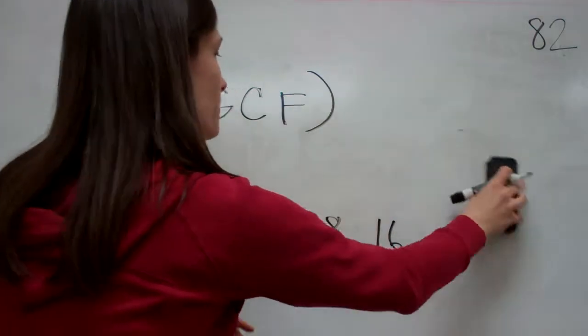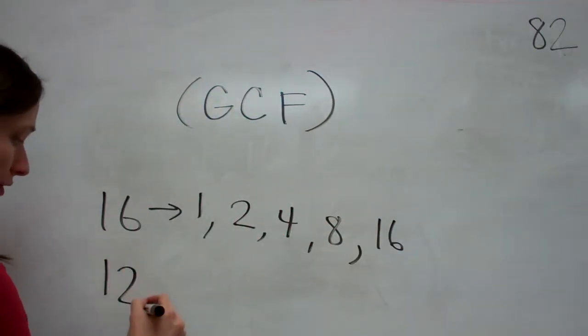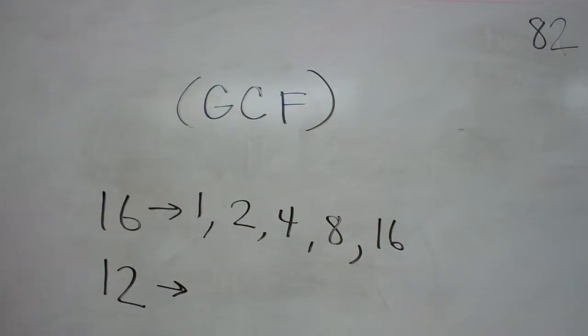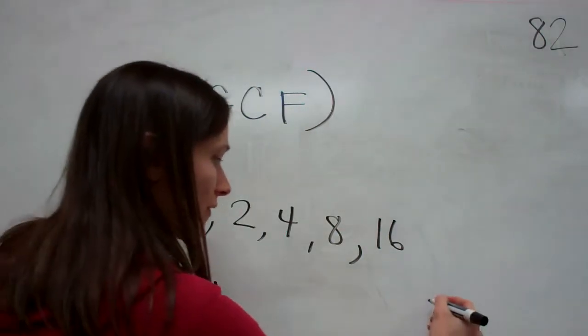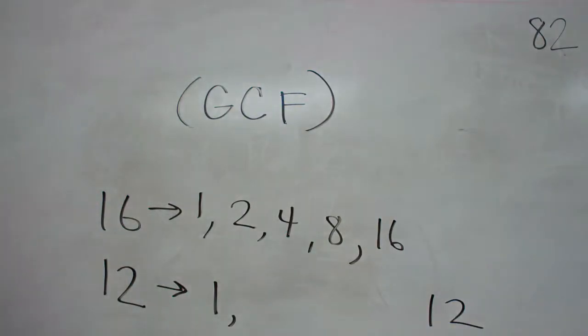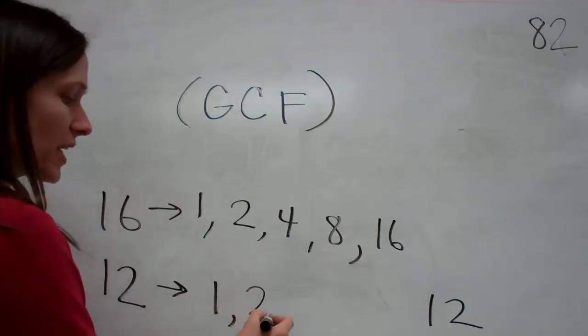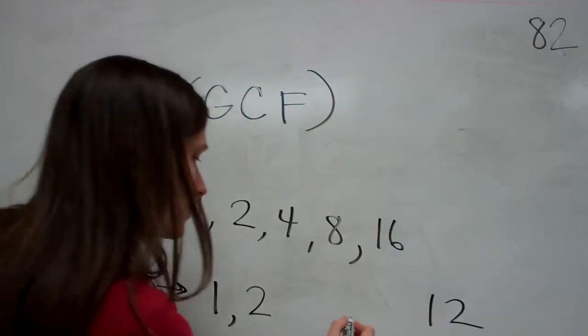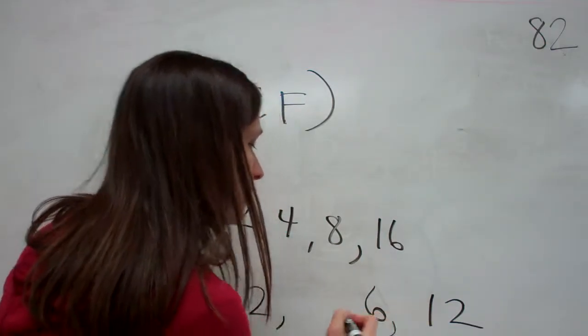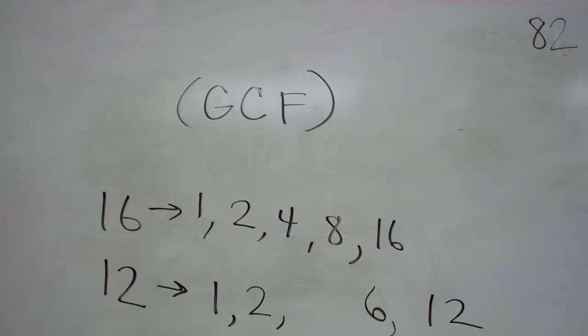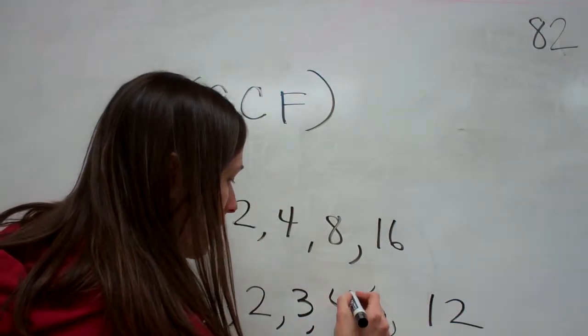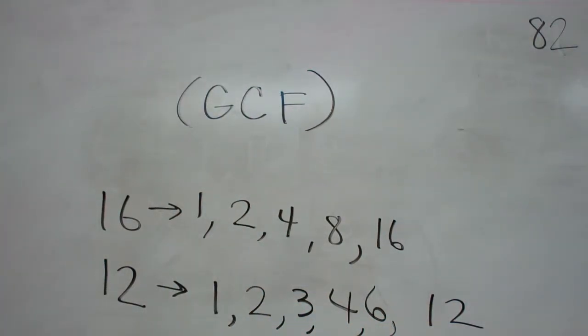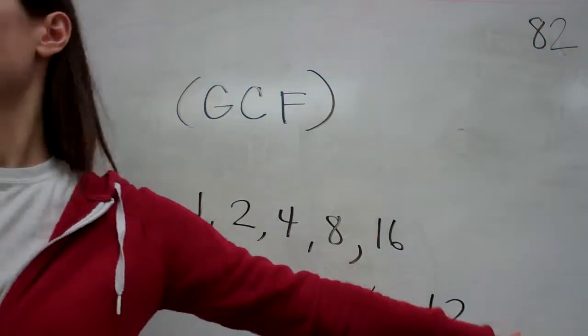Now I want to find my factors for 12. I'm going to do 1 times 12, and I'm going to put 12 over here. Hopefully we can organize it in one step. Does 2 times something equal 12? 6. Does 3 times something equal 12? 3 times 4. 5, no. And then we've reached 6, so we know we've gone through them all. The factors of 12 are 1, 2, 3, 4, 6, and 12.